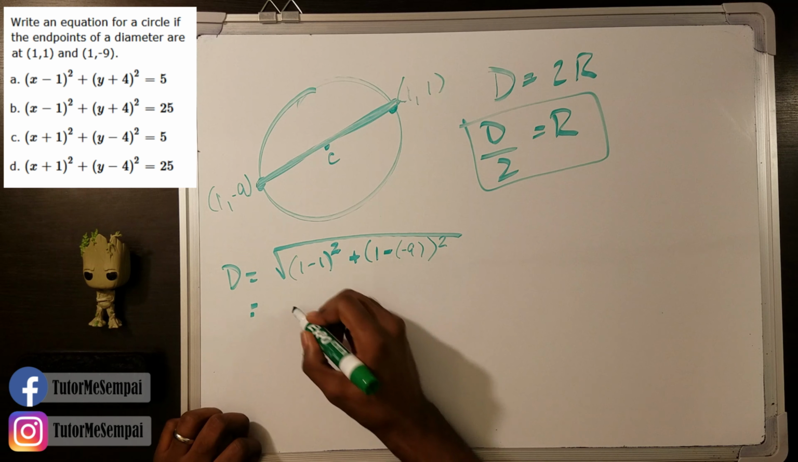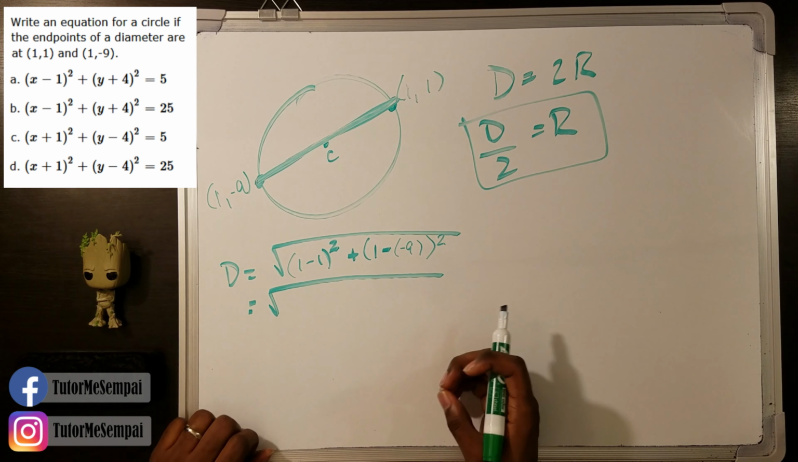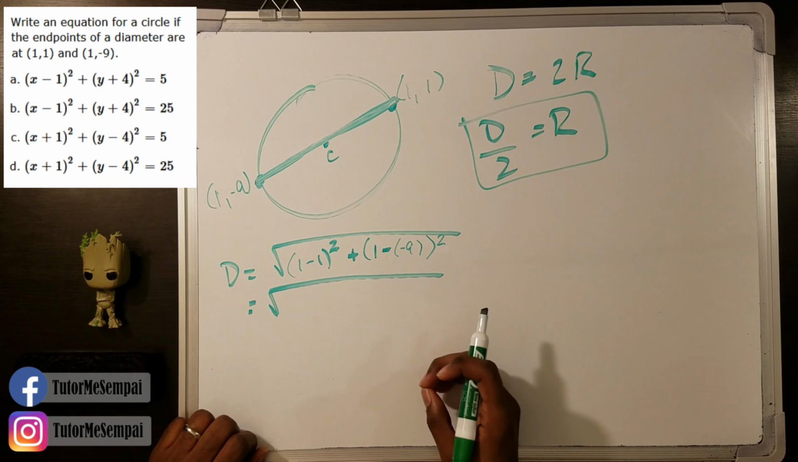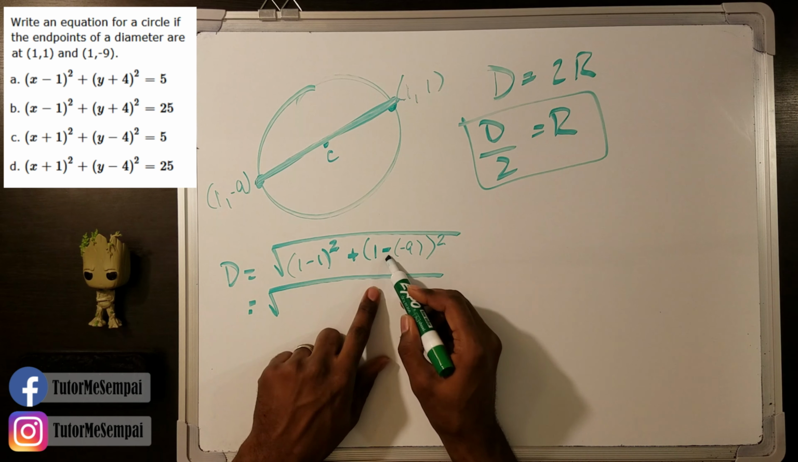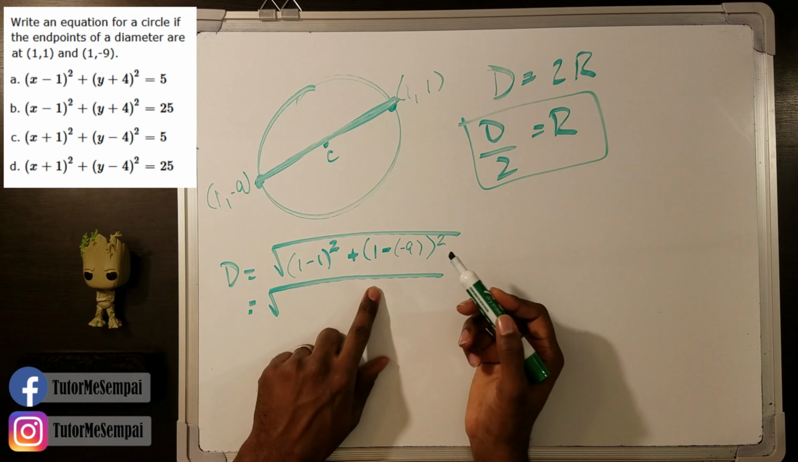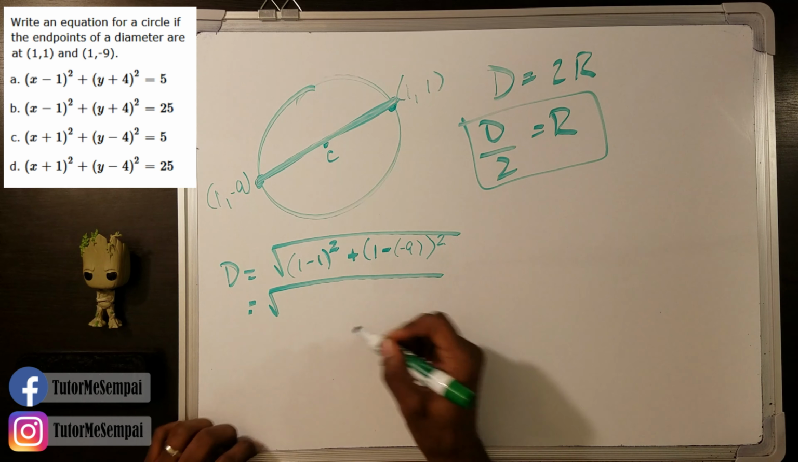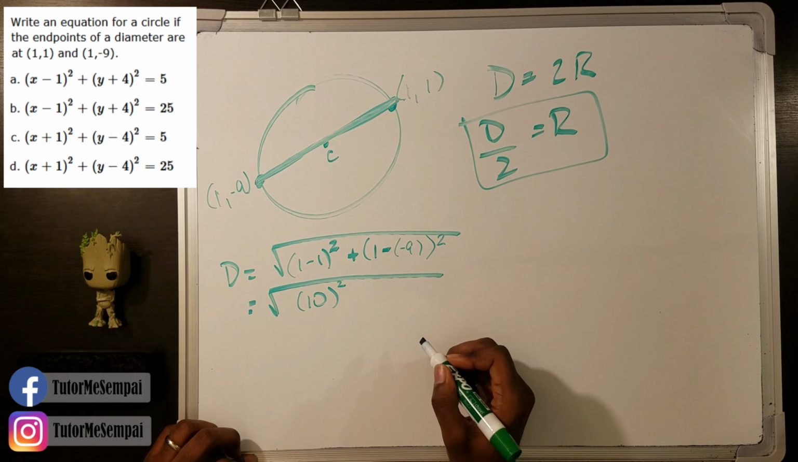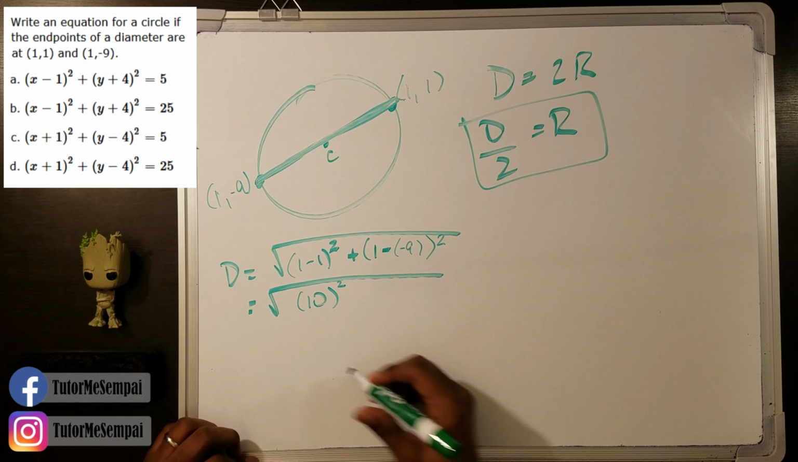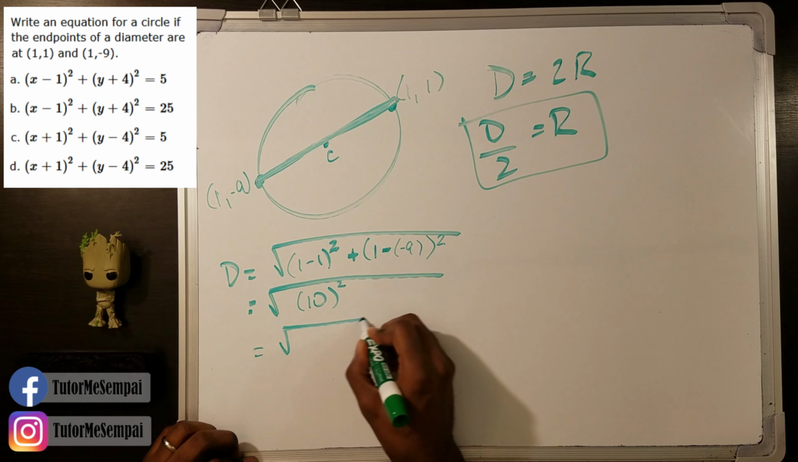So we're going to simplify this. What's 1 minus 1? Well, that's just going to be 0. And 0 squared is just going to give us a 0 again. So we're just going to focus on this. What's 1 minus a negative 9? Well, that negative negative makes this a positive. So it's really just 1 plus 9. And 1 plus 9 squared is going to be what? Well, this is going to be the square root of 100.